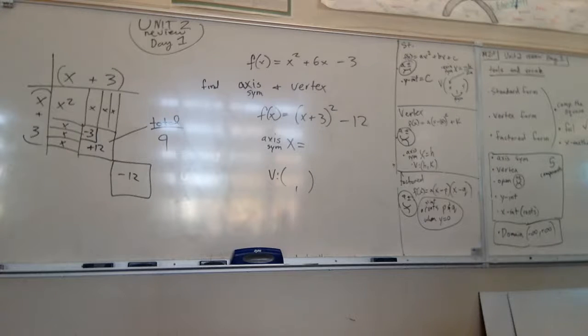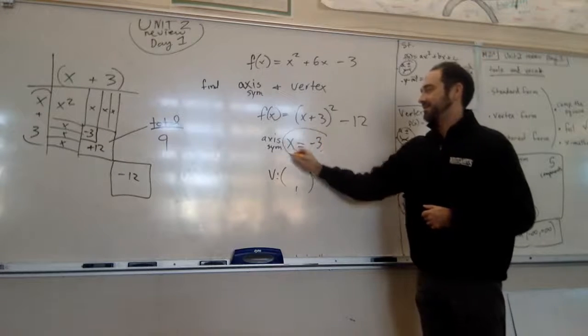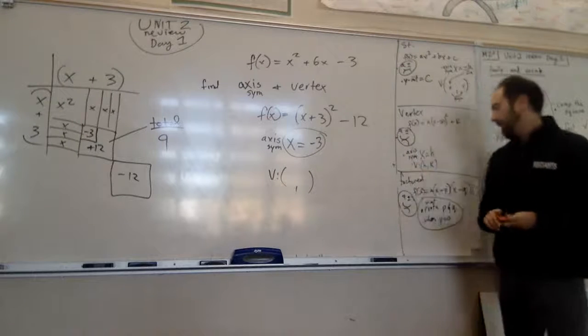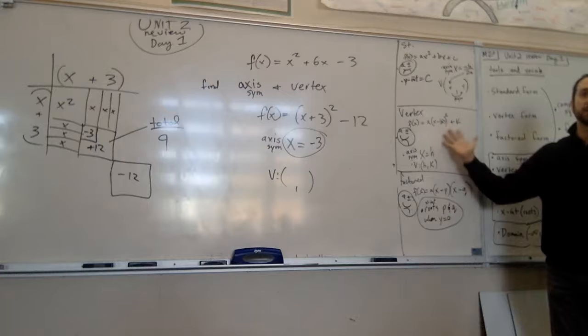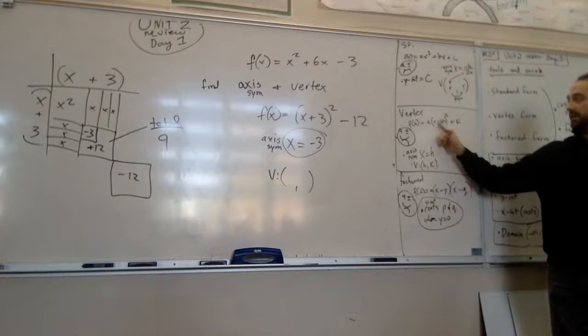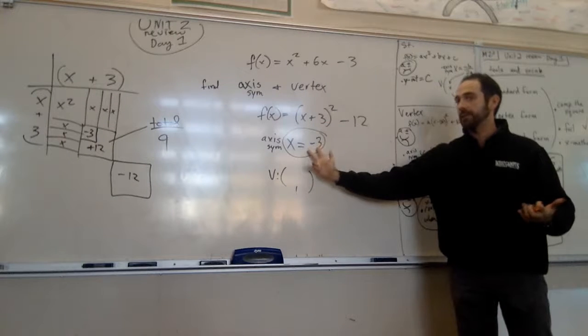All right, guys, what is my axis of symmetry, please? Negative 3, x equals. I like it. X equals -3. How? Why? Because remember, this is vertex form. It's x minus h. So if I put in -3 here, what happens? It's x minus -3. X plus 3. So I know that is correct with that.